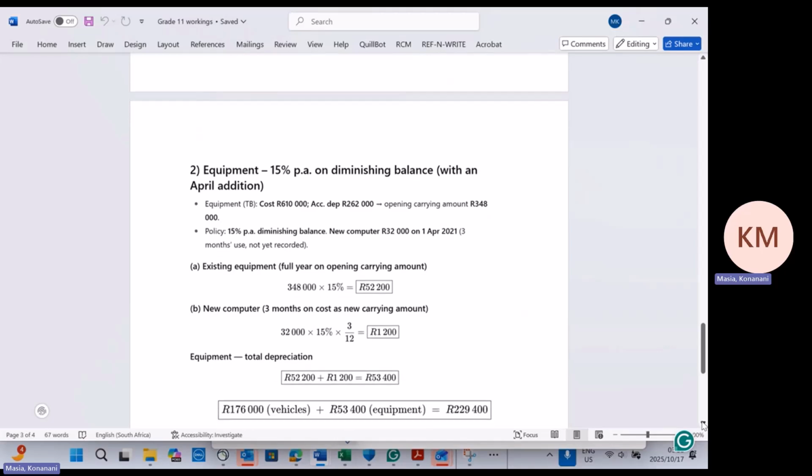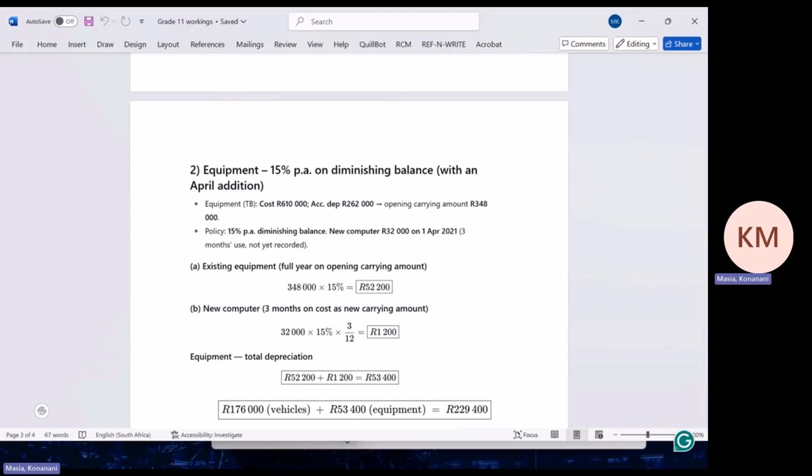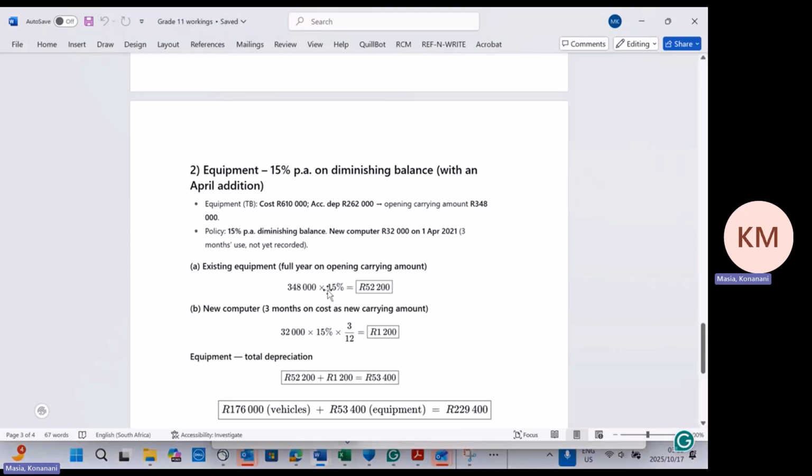Then I'm going to say 900, and I was given the equipment cost as 610, with accumulated depreciation of 262,000. Therefore, I've got the carrying amount of 348,000 using the diminishing method. Then I'll say 348,000 excluding the new equipment. Remember, I use the 15%. I'm going to say 348,000 multiplied by 15%. I get that 52,200.